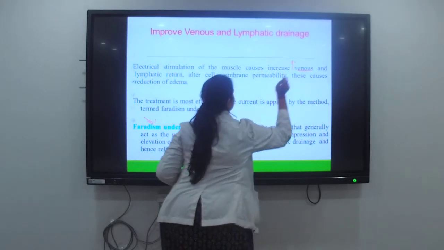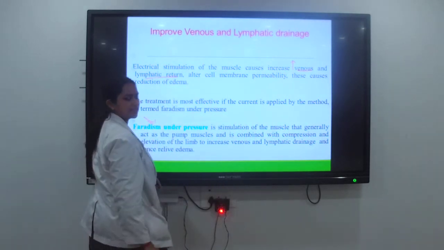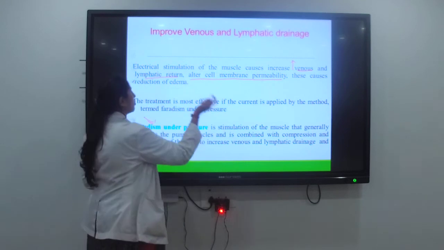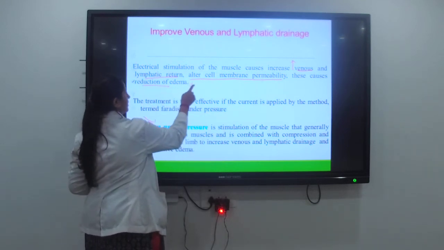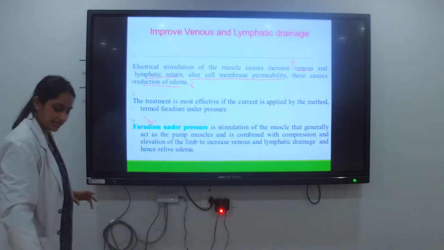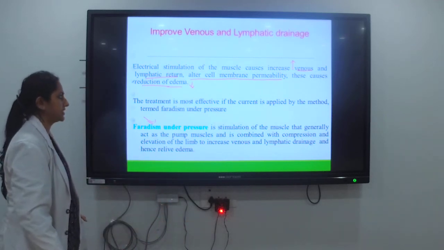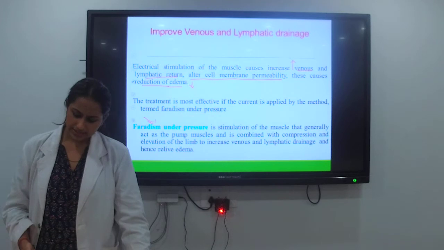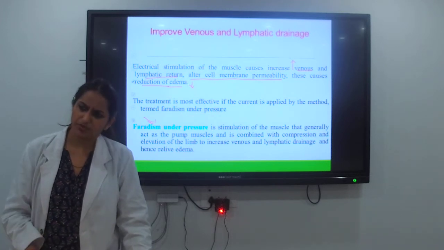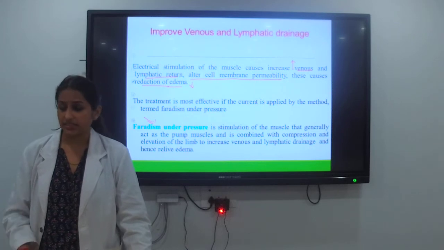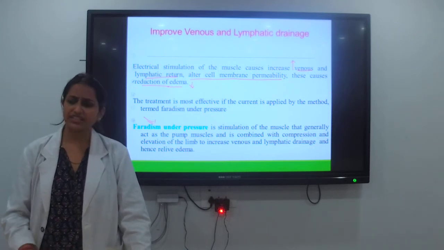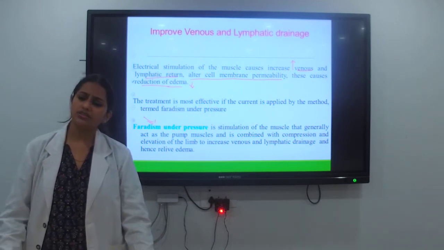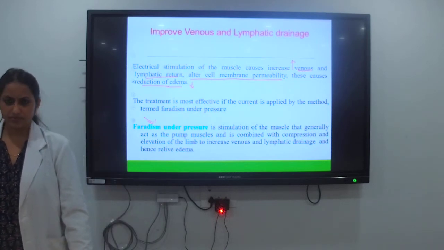Increase in venous and lymphatic return. Then there will be altered cell permeability, and all this will eventually cause reduction in edema. Now coming to the basic thing, with increase in lymphatic and venous return, do you think there will be increase in blood supply also, increase in metabolic rate also, and O2 demand will increase? Yes. All these factors are also going to change. Also, there is vasodilatation and all. All these are the effects coming with this, right?